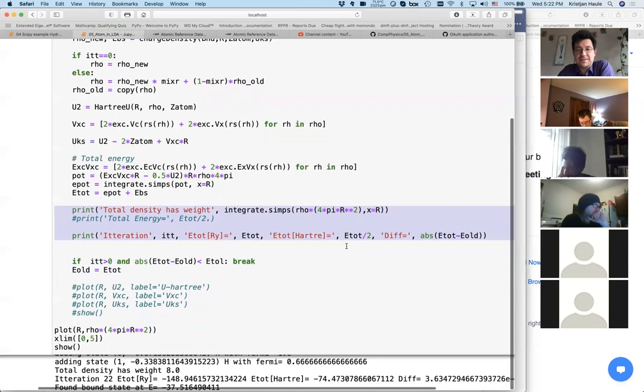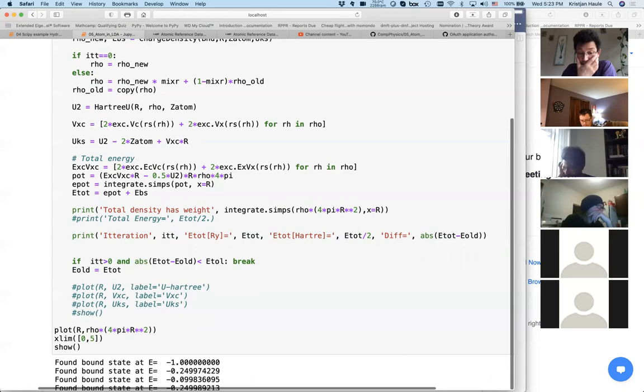And then this printout here is a bit more useful. So it gives a bit more information. So the iteration number, then total energy in Rydbergs, then we give total energy in Hartrees. Because the Hartree is the same as Rydberg divided by two, Hartrees are twice as big a unit. And then the difference between iterations, okay? So let me run this code.